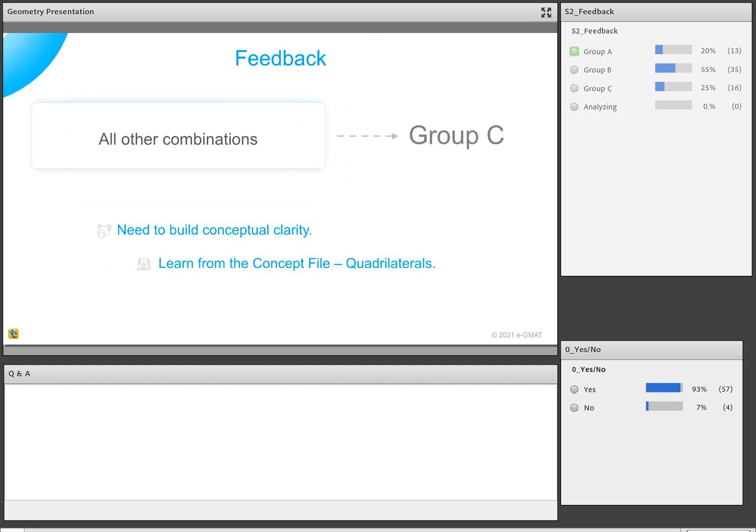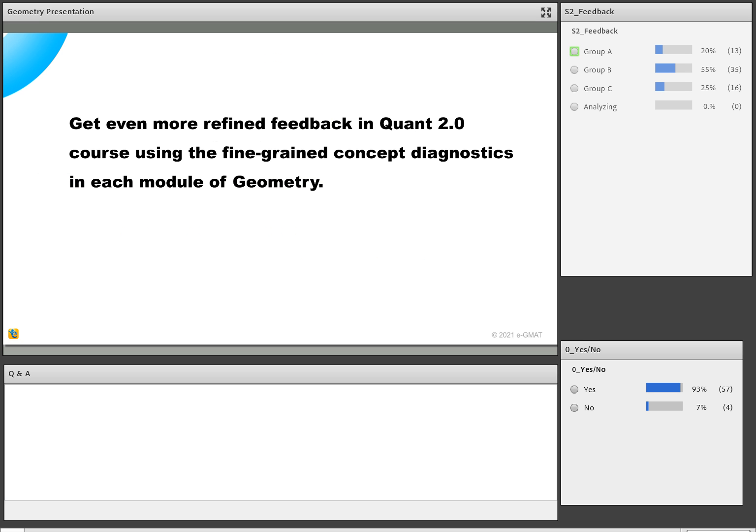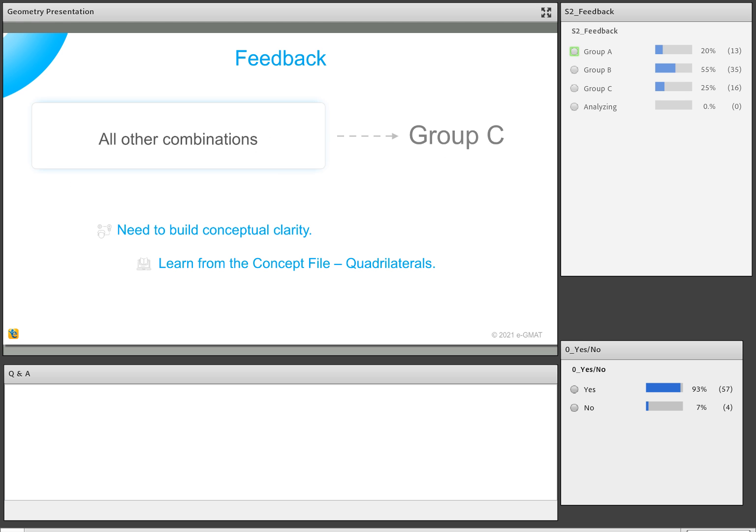Now let's come to group C. My feedback to you is that you need to build your conceptual clarity. Why? Because given the statements that you selected and did not select, there is a pretty big gap in your conceptual understanding, which means you need to go through the concept file of quadrilaterals in its entirety. As you go through that file, you will be able to bridge your gaps.